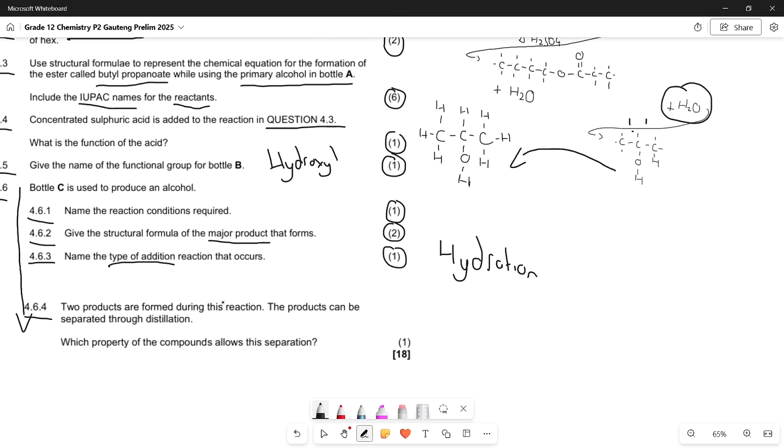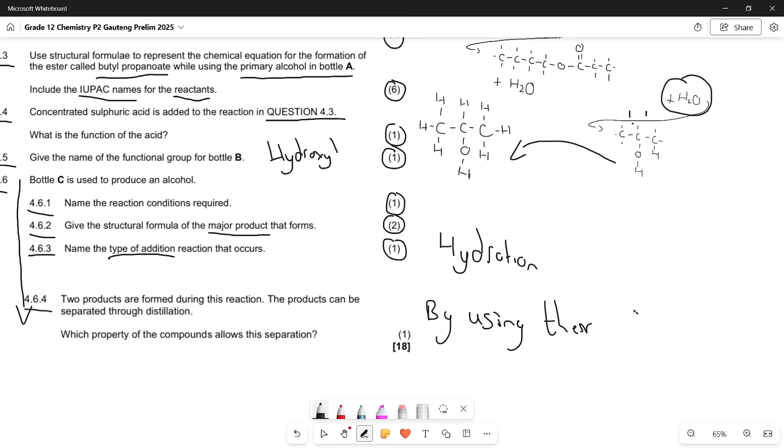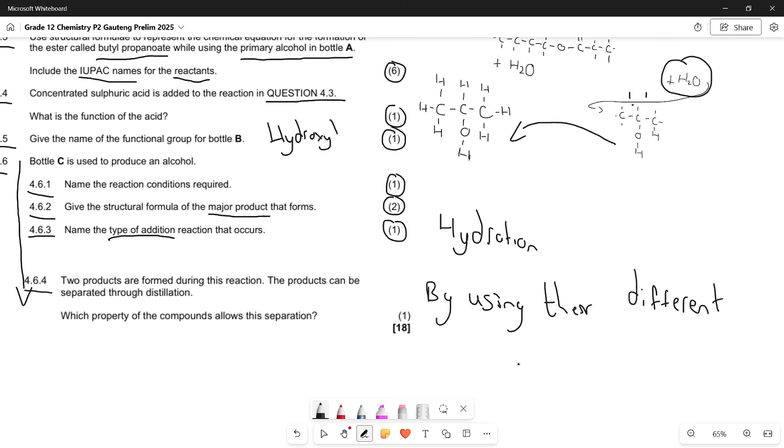So we can extract the different types of alcohols from one another when they are forming in large quantities and are mixed. And it says which property of the compounds allows this separation. What we can write is by using their boiling points, because they will have different boiling points because of the location of the functional group, which means we can separate them, distill them, get the type of alcohol that we want and remove the type that we don't want, and then collect both of them individually. So by using their different boiling points. And that would earn us 1 mark over there and 18 marks for this whole section.